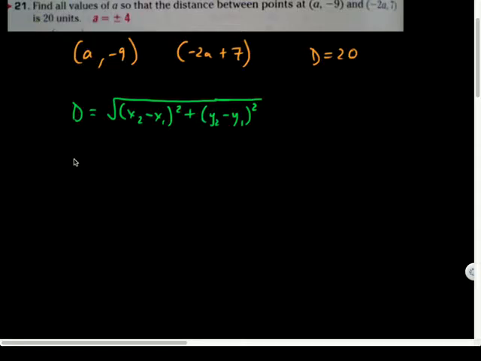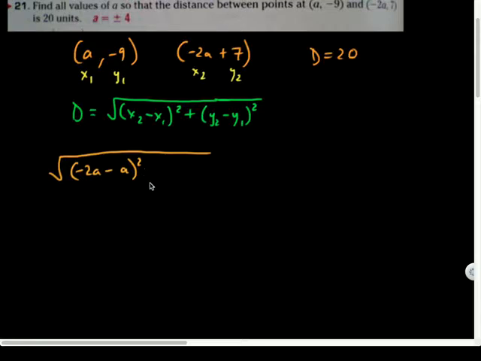So let's actually plug stuff in. In my case, I'm going to bring the d over to the right-hand side. So I'll have the square root of, well, let's label my points here, why not? x1, y1, x2, y2, just so I make sure I plug them all in the right slots. So I'll have x2, which is negative 2a, minus x1, which is a, all squared.